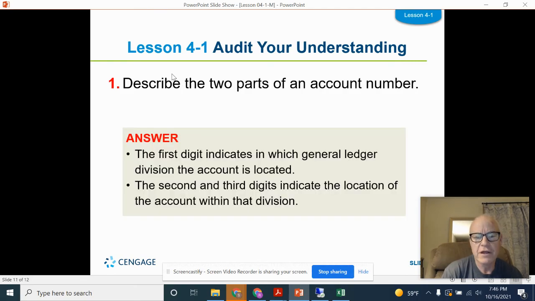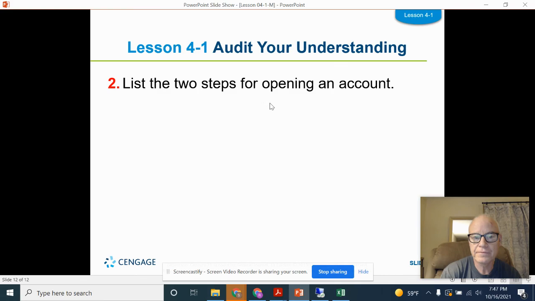Again, this is live. The first digit indicates in which general ledger division the account is located: assets, liabilities, equity, expense, revenue. I kind of reversed the order of those last two. And the second and third digits indicate the location within that division, 110, 120, whatever, for assets, where that account is going to fall within that division in our chart of accounts numbering system.